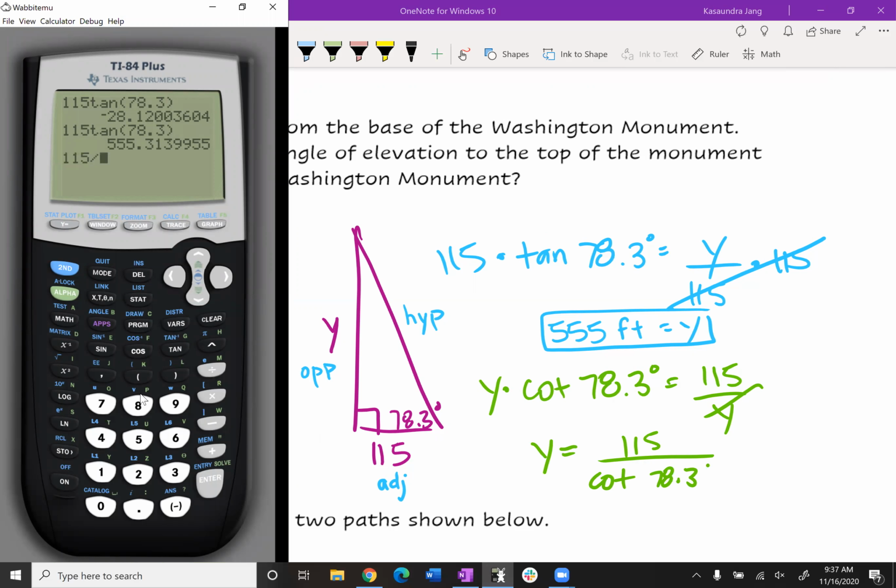115 divided by cotangent. Do you guys have a cotangent button here? Oh, I have a sine button. I've got a cosine button. I've got a tangent button. Does anybody actually have a cotangent button? No, I don't think you do. So what I would have to do is treat cotangent as 1 over tangent. Okay, so if I treated my cotangent as the reciprocal of tangent, then yes, I got the same answer. But I don't have a cotangent button.